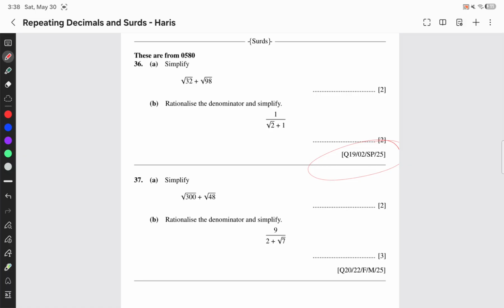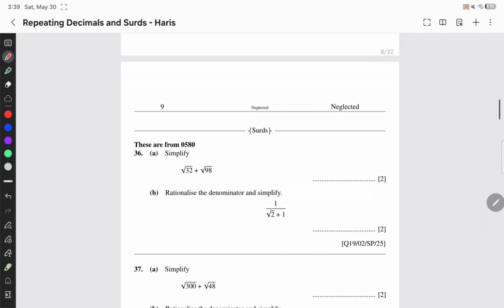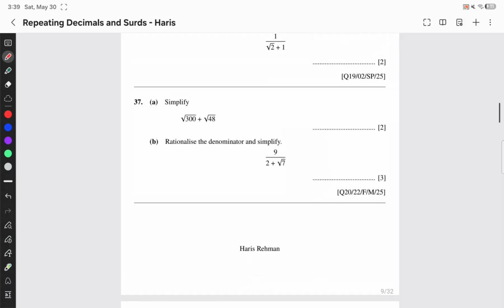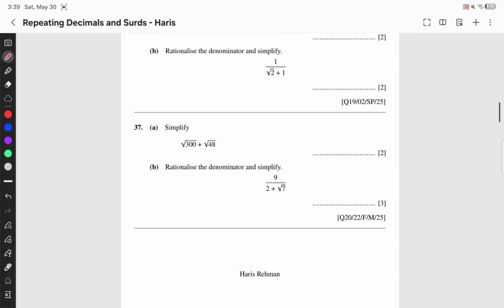I need to delete this because this then makes the file have a total of 100 questions. That means there will be 35 repeating decimal questions and a total of 65 Surds questions. Yes, I know. So let's not do specimen paper. Let's come over here and do the remaining.